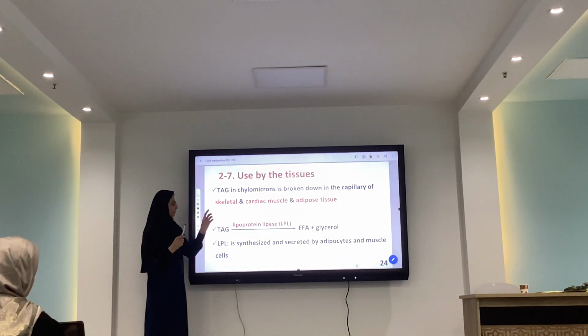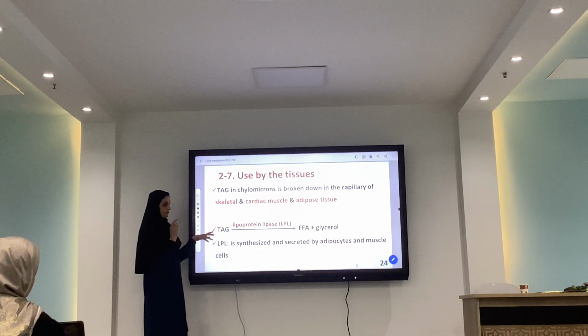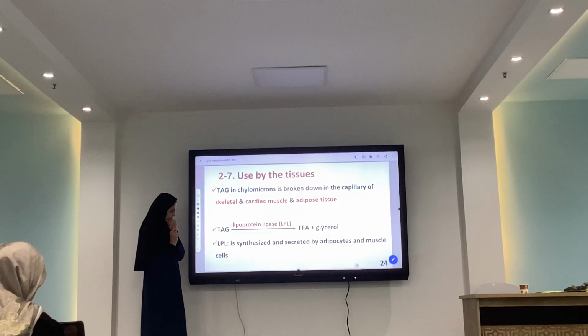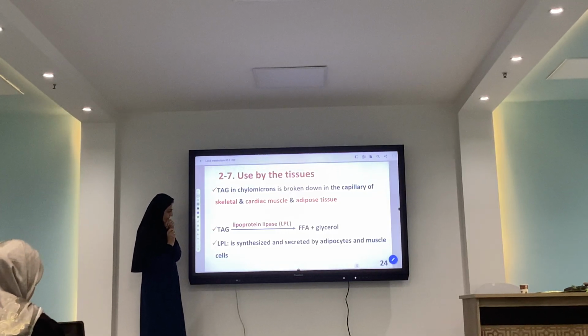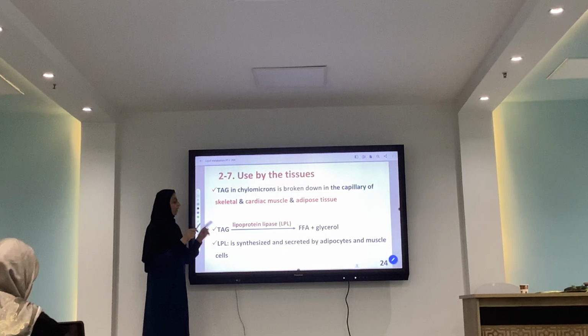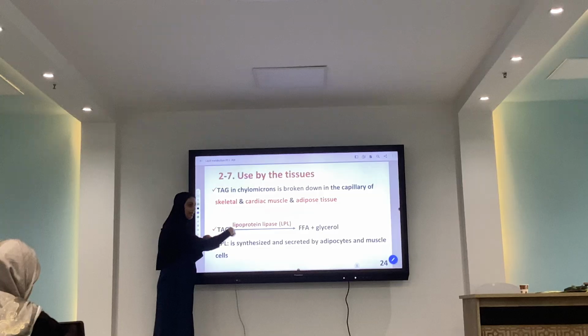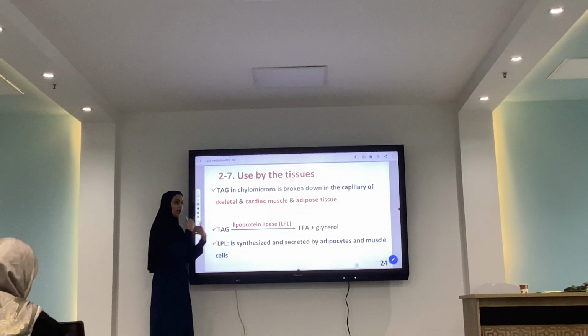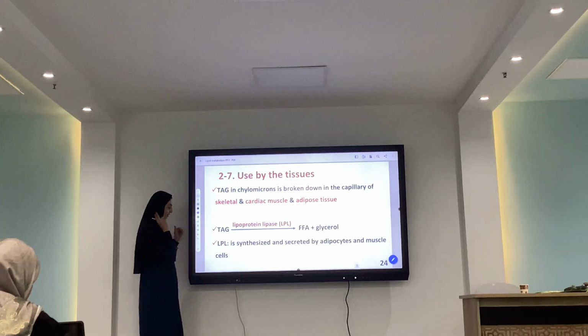And about this part, could you explain? The TAG will break down by this lipoprotein LPL to make free fatty acid and cholesterol. Okay, and we will use free fatty acid to enter the cell to complete work. Okay. At first, explain this, and after that in Arabic, and after that, tell me that you transfer the slide and explain the next slide to your friends.